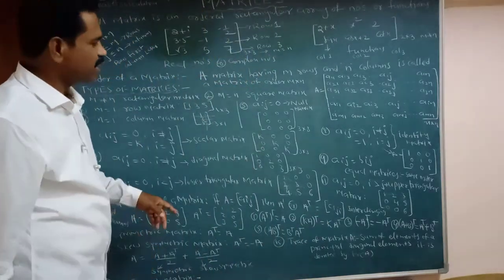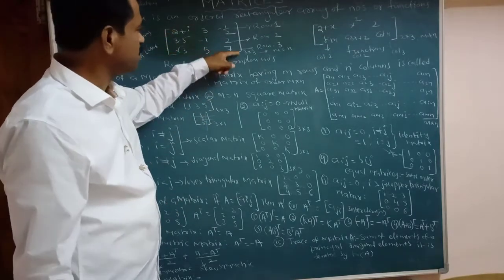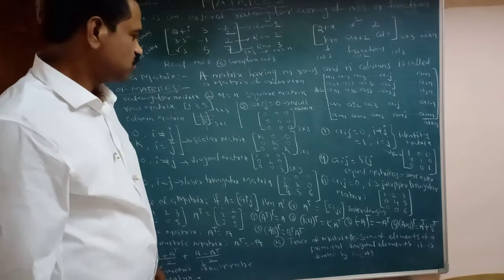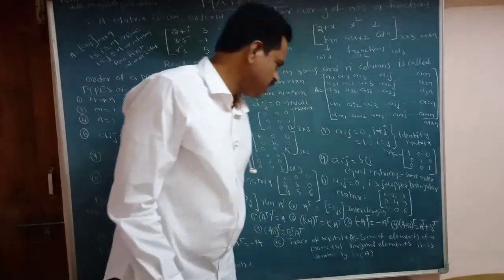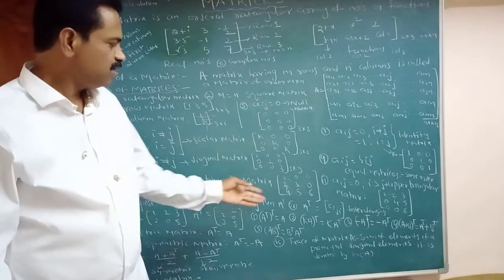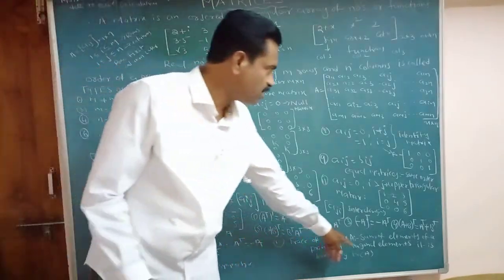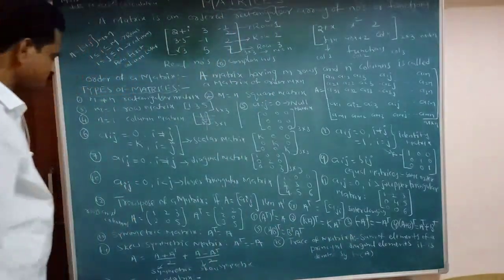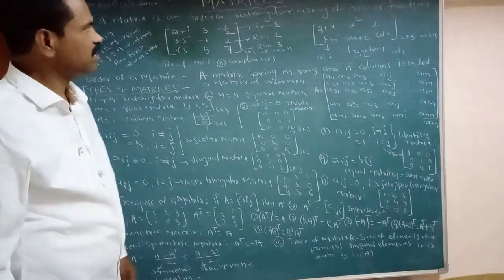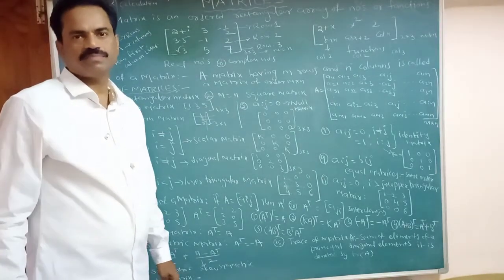Here next one, trace of a matrix A. Trace of a matrix A means sum of the elements of the diagonal. That is the sum of the principal diagonal elements. It is called the trace of matrix A. It is denoted by trace of A. This is the introduction of the first part. Next we'll discuss some previous problems.